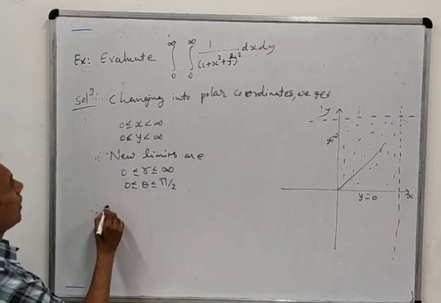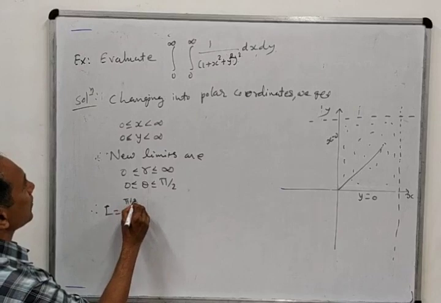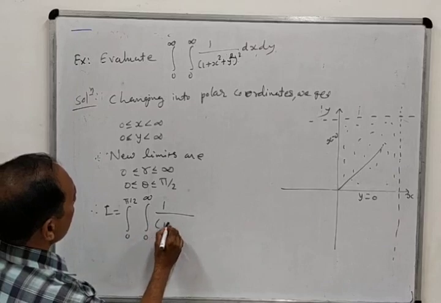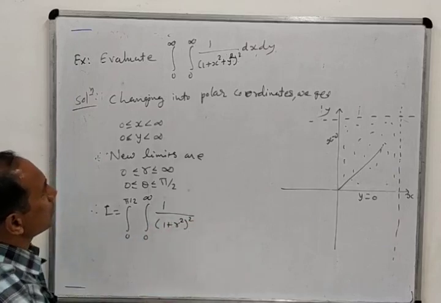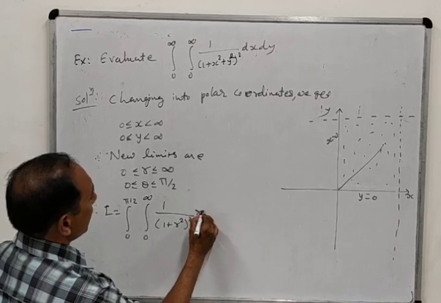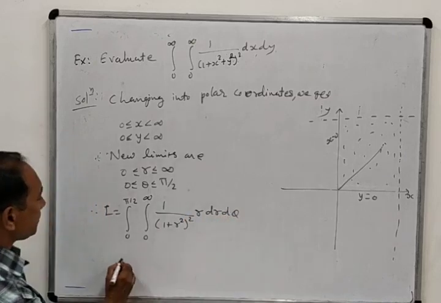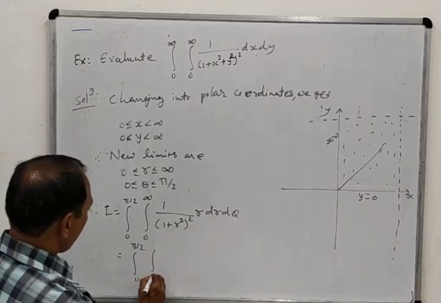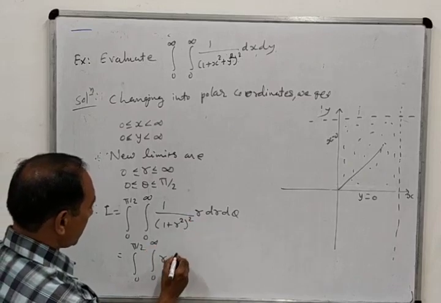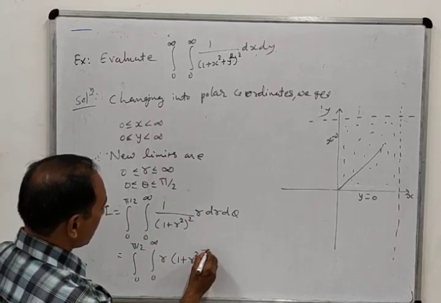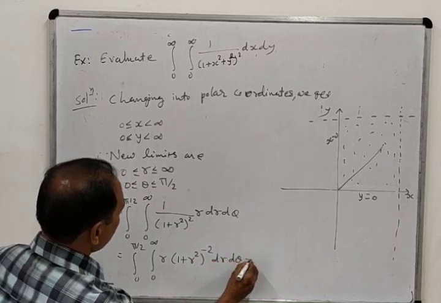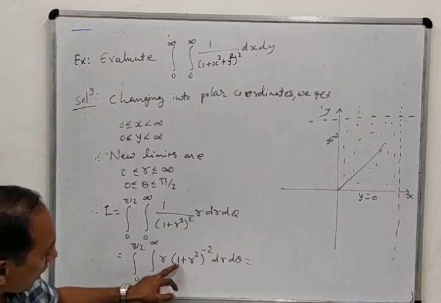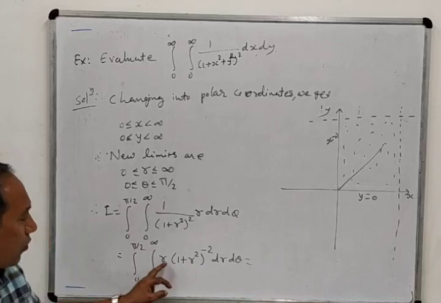Therefore, our integration will become 0 to pi by 2, 0 to infinity, 1 upon (1 plus x square plus y square, which is r square) whole square, and dx dy is r dr d theta. So now the integration is very simple, because I am writing one more step for your convenience. R is here. This I will write down as 1 plus r square whole raised to minus 2, r dr d theta. So here you can see that it is 1 plus r square form, and 1 plus r square has the derivative 2r, and 2r is already there.